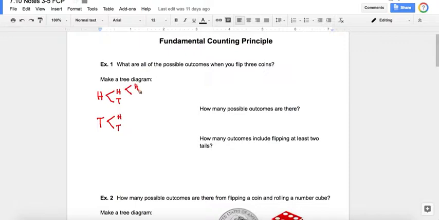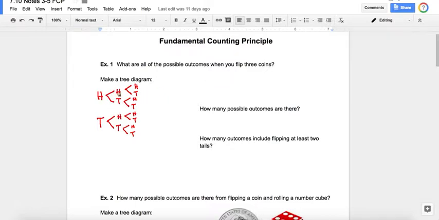So we have heads, tails. We have heads, tails. We have heads, tails. And we have heads, tails. So since the possibilities of flipping a coin are heads or tails, we need to have a branch coming off of each coin. So here's our first coin, here's our second coin, and here's our third coin. Okay. Now, let's write out all the possibilities.